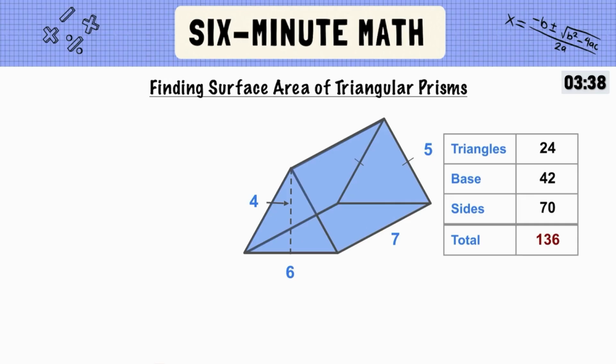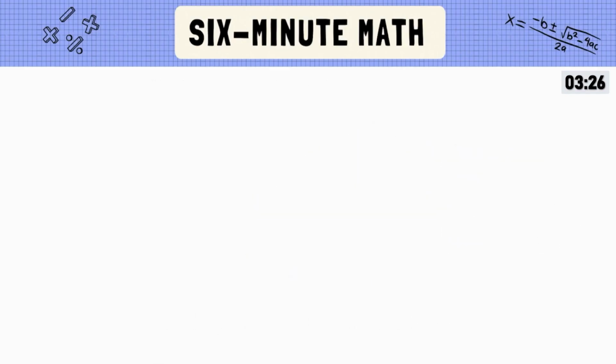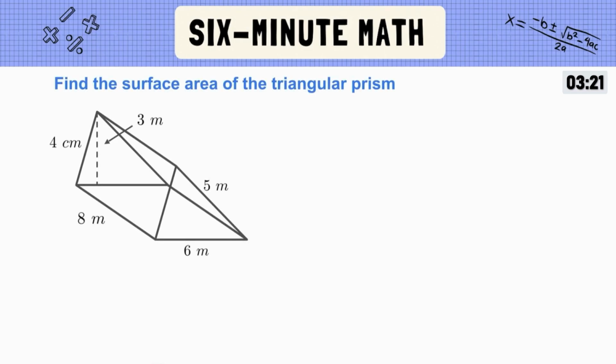A simplified version of surface area of a triangular prism is simply the area of the triangles plus the area of the rectangles. So let's do some examples. We're going to find the surface area of the following triangular prism, and I have my surface area formula, and I've split it up into triangles and rectangles. So let's do the triangles here.